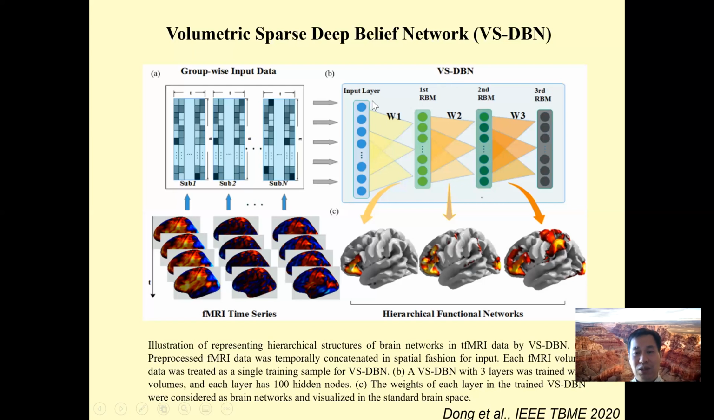So we train the deep belief network, which is a stack of deep belief networks together, so that we can model this hierarchical organization of brain networks. Hierarchy means in different layers you have different spatial distribution networks, and they go higher and higher level, and they are overlapping with each other. So that means small networks compose big networks in the next layer.